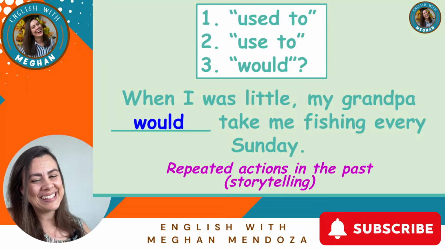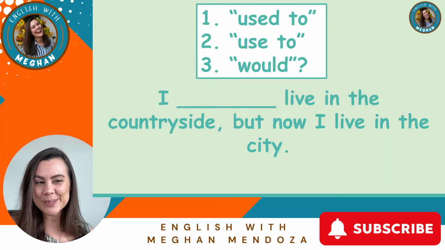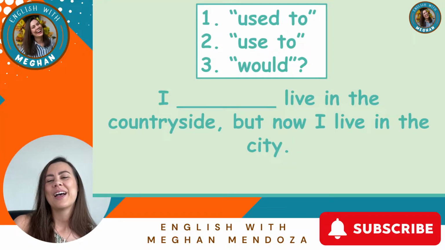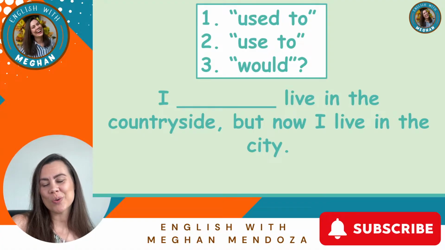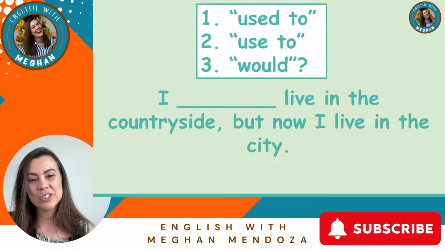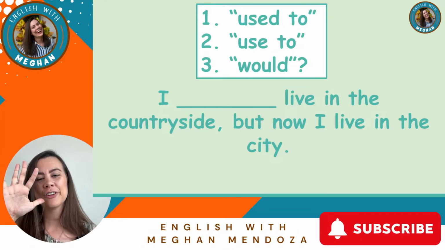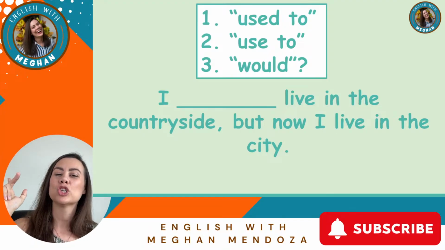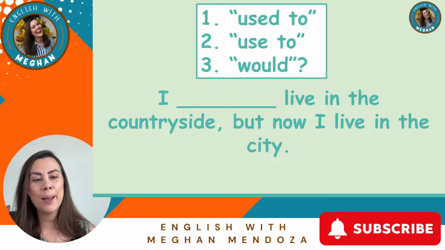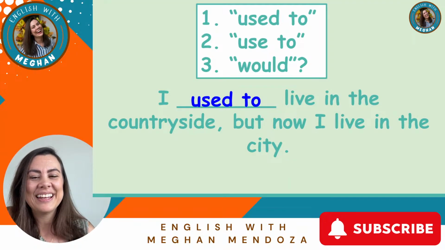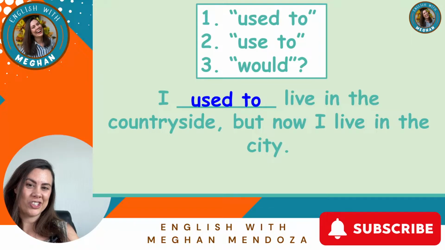Okay, next question. Sometimes the answer is not always exact. Let's see. Is the answer 1, 2, or 3? Used to, or would? Be careful with the pronunciation there. 5, 4, 3, 2, 1. The answer is 1. Now here's a question. Could the answer be 3?